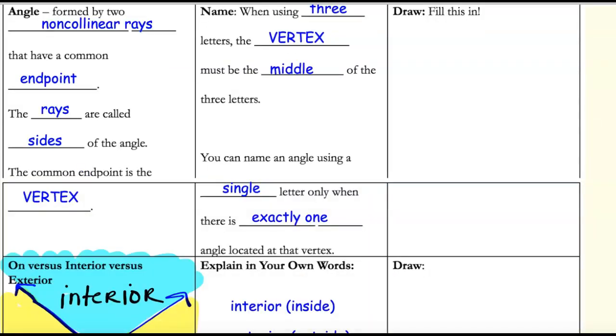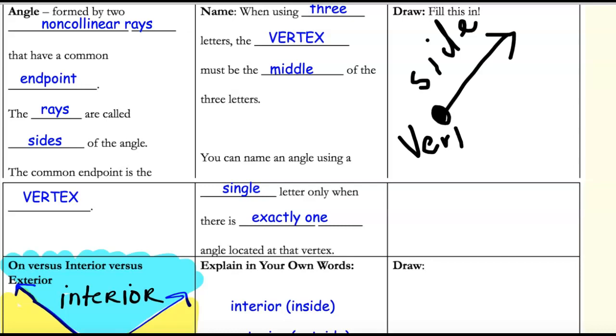So another vocabulary word is angle, and today we're going to be talking about angles and a couple of vocabulary words to do with them. An angle is formed by two non-collinear rays that have a common endpoint. The rays are called the sides of the angle, and they have a common vertex. So here we have a ray. This would be considered a side. This would be considered a vertex. And then we would have the other ray. And this would be another side.